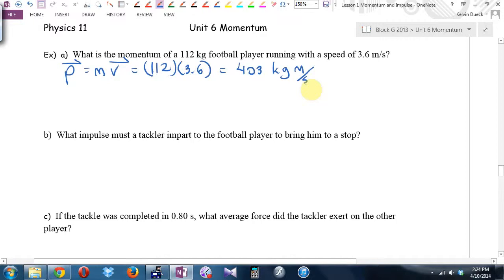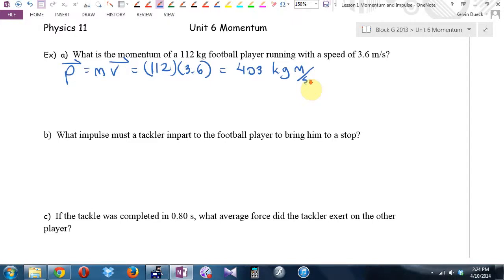In terms of tackling, Manny, something that has around 500 or 600 kilogram meters per second of momentum is going to hurt a little bit to bring down. Because you've got to get rid of its momentum. When you bring him down, what's his final momentum going to be? Think about it. What's his final velocity going to be when you tackle him? So what's his final momentum going to be? Somehow you got to cancel that out.